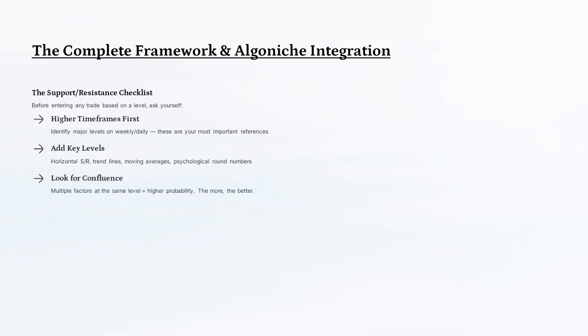3. Is there confluence? Multiple factors at the same level create higher probability. 2 factors is good. 3 is very good. 4 or more is excellent. 4. Are there candlestick patterns at the level? Look for confirmation. A hammer at support. A shooting star at resistance. An engulfing pattern. Volume confirmation makes it even stronger.